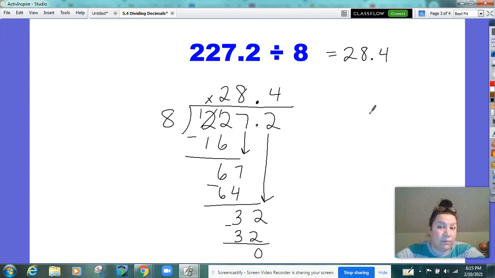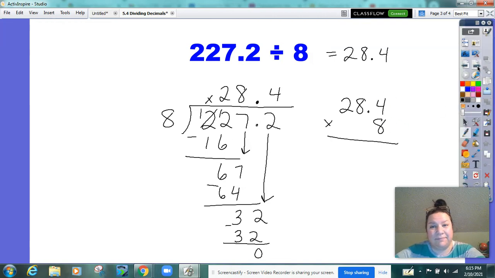If you want to check your work with multiplication, you would do 28 and 4/10 times 8. And when you solve it, you should get the 227 and 2/10 that you started with.